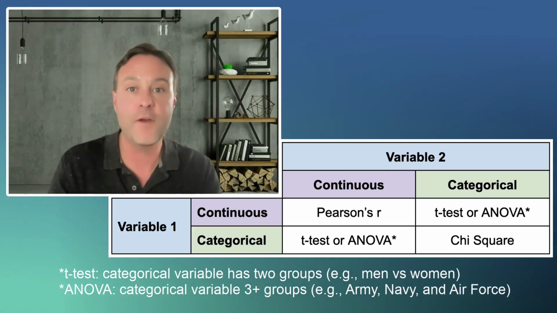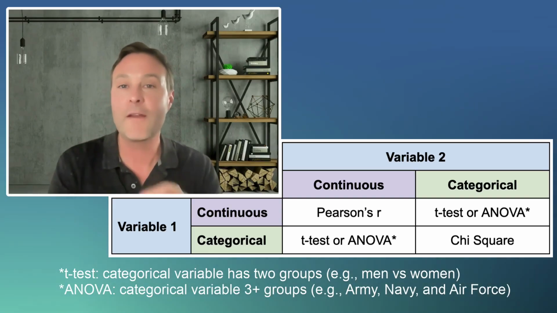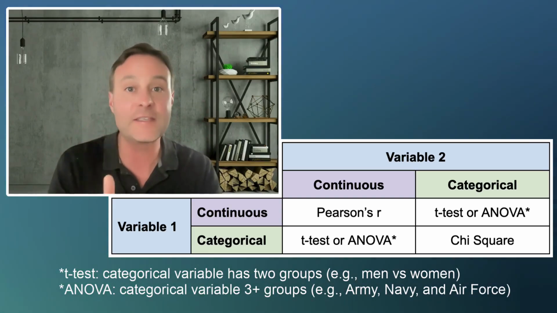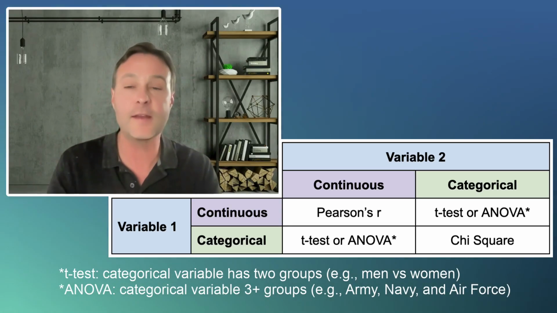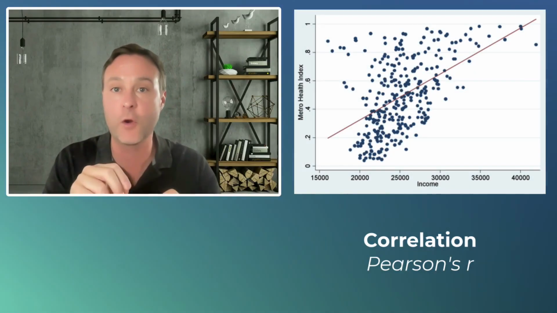So what happens if both of your variables are continuous? Well, let's visualize this real quick. First, this is the Pearson's R. It's a test of correlation. You want to see if there's a relationship between the variables in terms of a correlation.